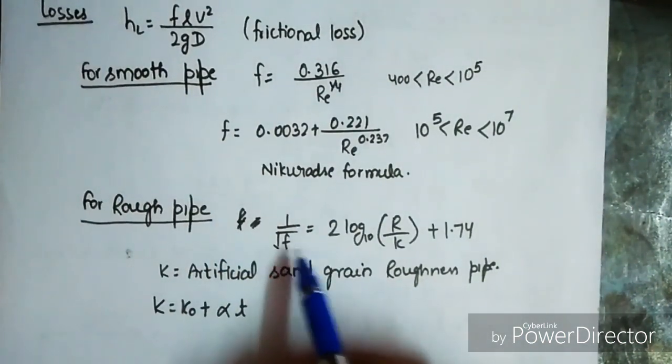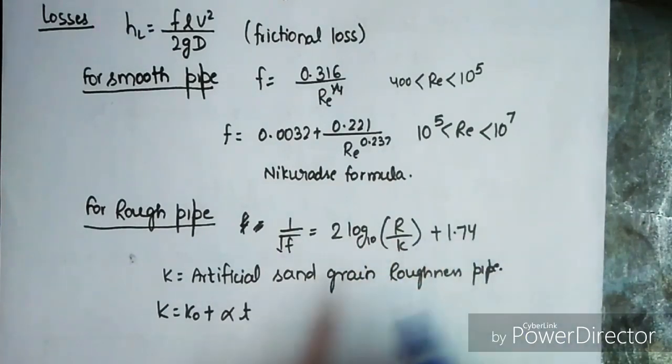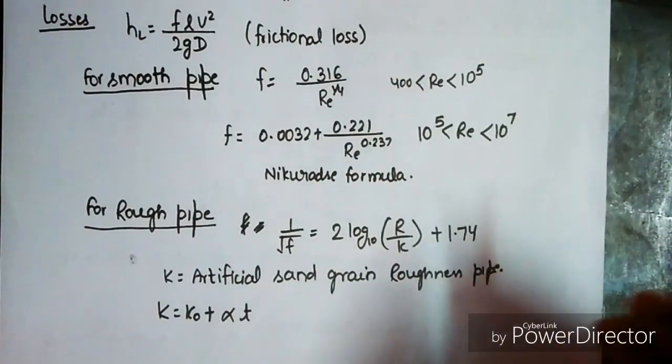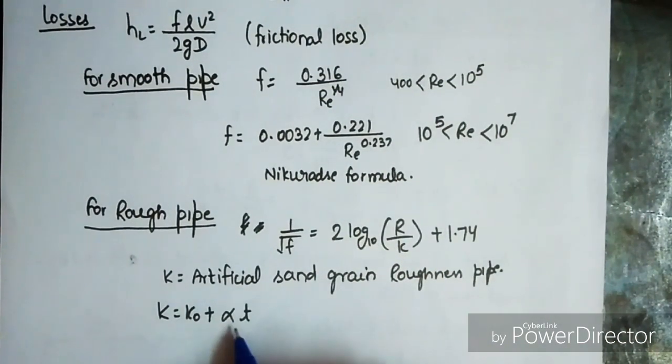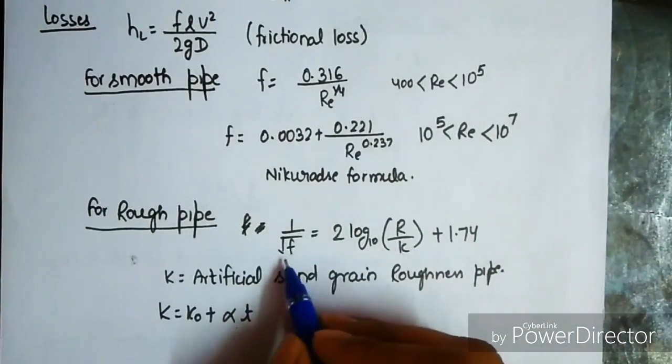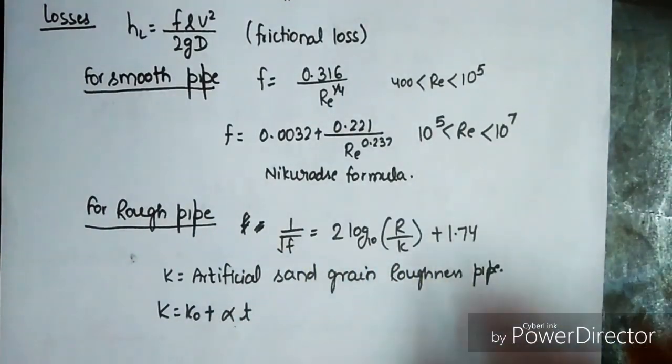For rough pipe, 1 upon root f equals 2 log base 10 r by k plus 1.74, where k is the artificial sand grain roughness of the pipe. Now k equals k naught alpha t. So this is the value of k which we have kept here, and to find out f we use the value of k.